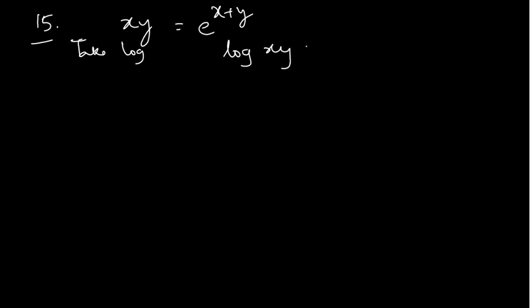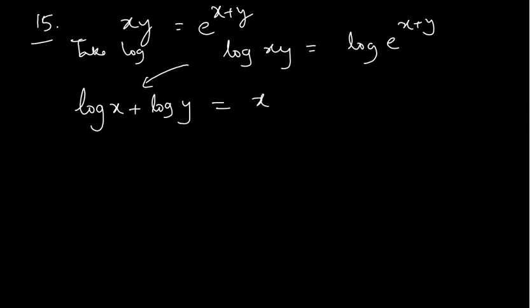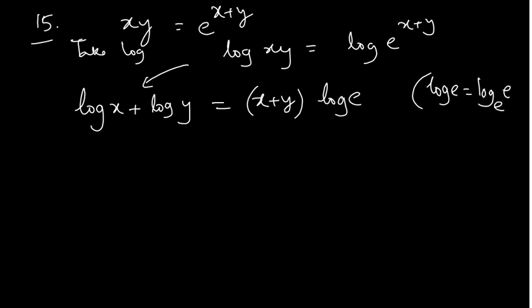xy equal to e to the power of x plus y. Very important question also, e to the power of x plus y. So, take log both sides. Then you'll have log xy equal to log e to the power of x plus y. So, by logarithmic rules, you will have log x plus log y equal to x plus y into log e. Log e means it is log e to the base e, which is equal to 1.